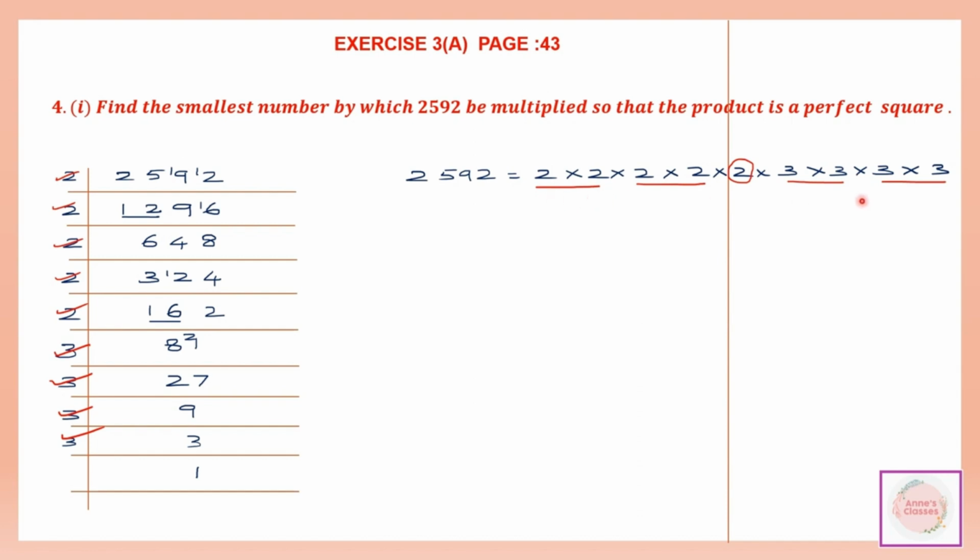Okay, so you pair them up and the number that is left out is the smallest number by which this number should be multiplied. So what is our answer? The smallest number by which 2592 should be multiplied is 2. So our answer here is 2.